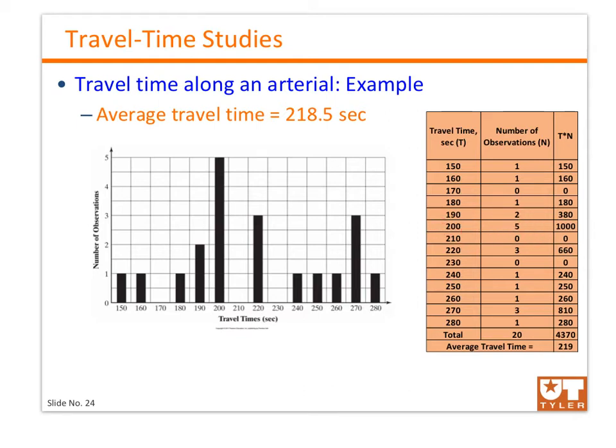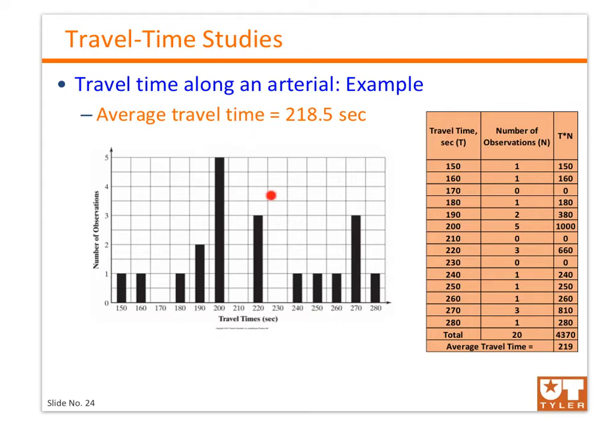To get the average travel time along this entire arterial, you multiply t times n, which is the travel time in seconds times the number of observations. The summation of t times n is 4,370. If you divide this by 20, which is the number of observations, it tells you that the average travel time for each one of these sections is 219 seconds.